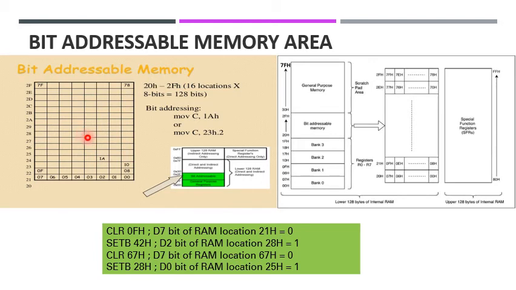Clear 67H. The D7 bit of RAM location 6CH is being cleared. Set bit 40H. The D0 bit of 28H is being set.